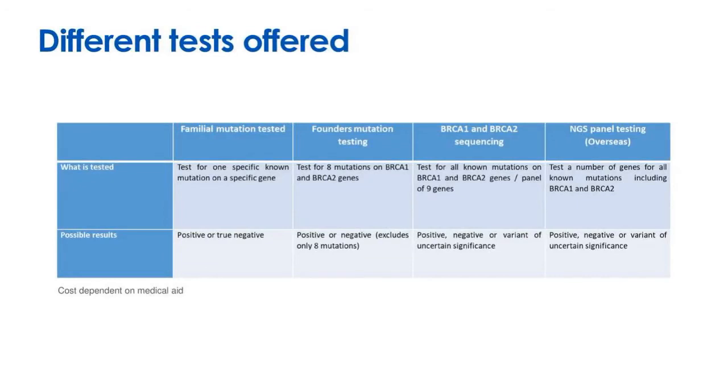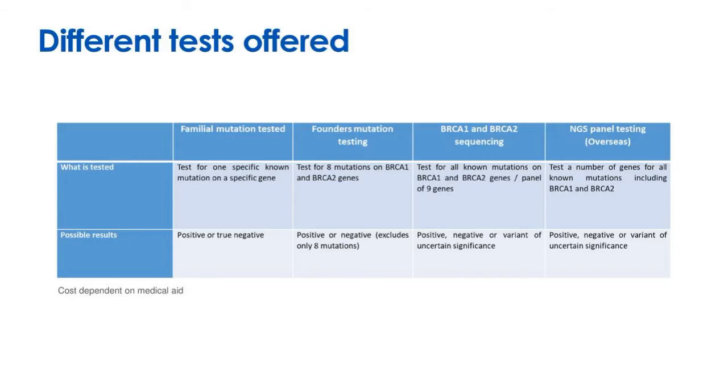So just a summary of the tests that are currently offered with regards to breast cancer. The first one, familial mutation testing, is when we test for a specific known mutation in the family, where we will get either a positive or a true negative answer. We can do founders mutation testing, where we offer the 8 most common mutations found in the Ashkenazi Jewish and Afrikaner population, and here we only exclude those 8 specific mutations.